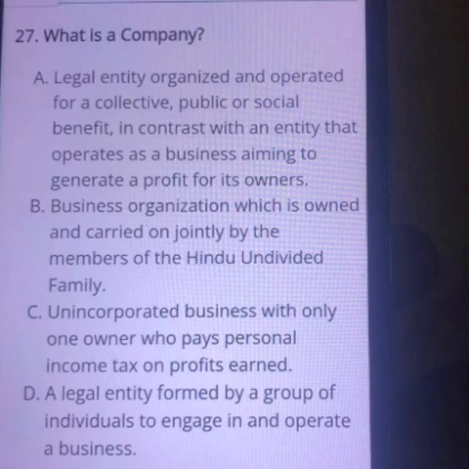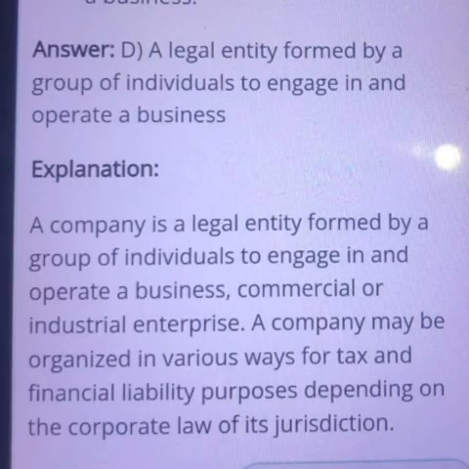Question number 27. What is a company? A. Legal entity organized and operated for a collective, public, or social benefit, in contrast with an entity that operates as a business aiming to generate a profit for its owners. B. Business organization which is owned and carried on jointly by the members of the Hindu undivided family. C. Unincorporated business with only one owner who pays personal income tax on profits earned. D. A legal entity formed by a group of individuals to engage in and operate a business. The true answer is D.